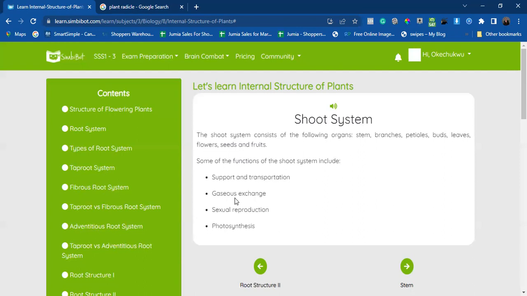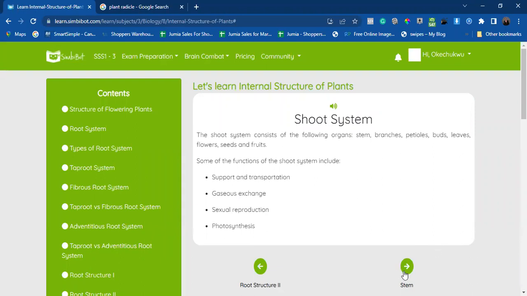And then sexual reproduction. Of course, that happens in the flower. The flower is the reproductive organ of the plant. And then photosynthesis. No need to explain that. I believe we have an understanding of what that means.